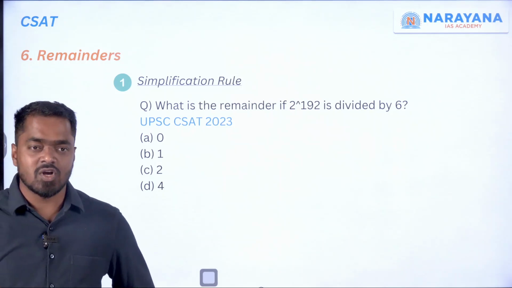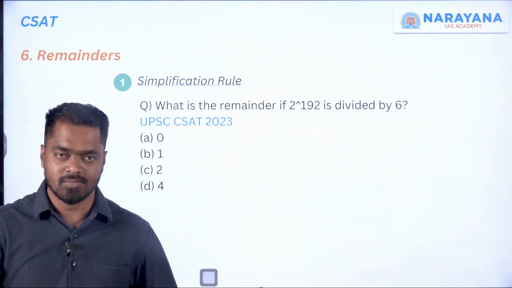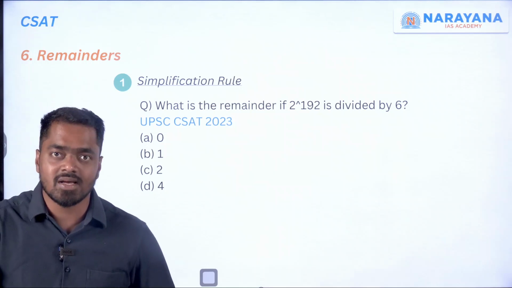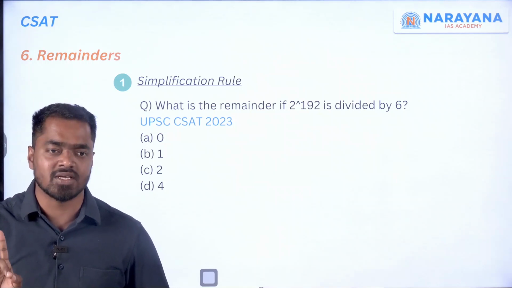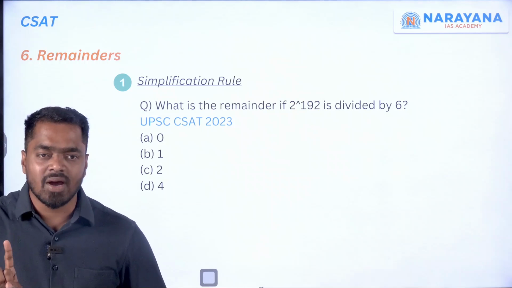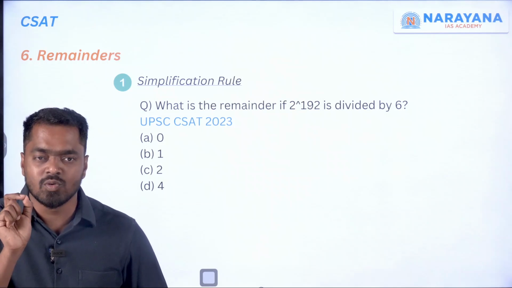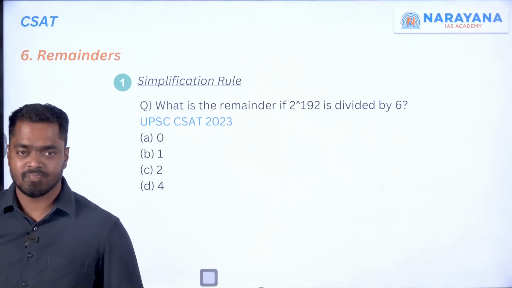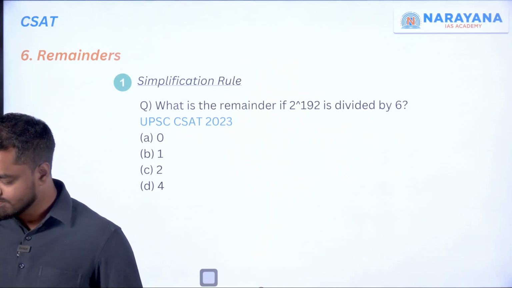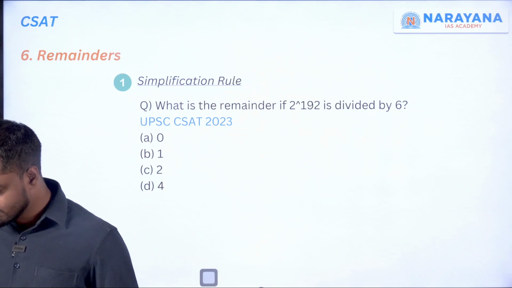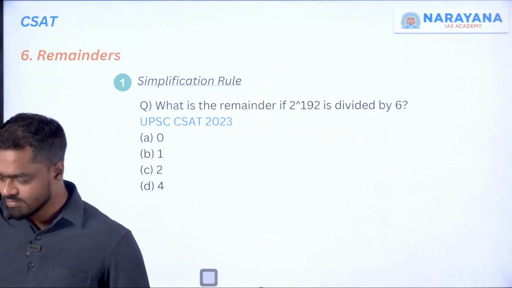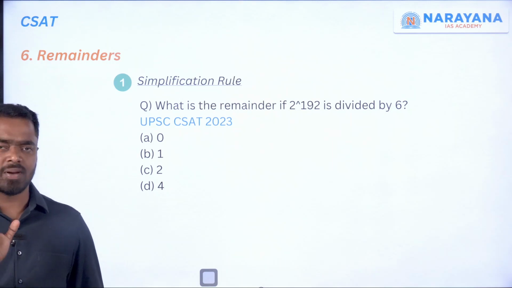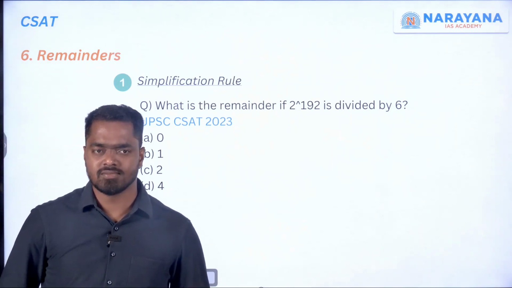Next question. This was also asked in the 2023 paper. How many questions are being asked in the exam? Understood how important this topic is. Remainder: what is the remainder if 2 to the power 192 is divided by 6? Very simple one. Just apply the simplification rules.